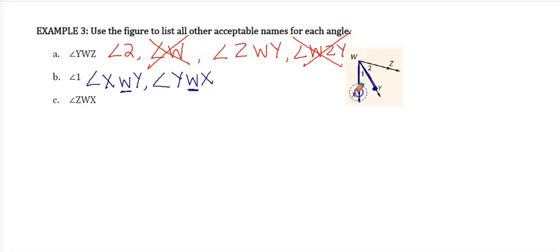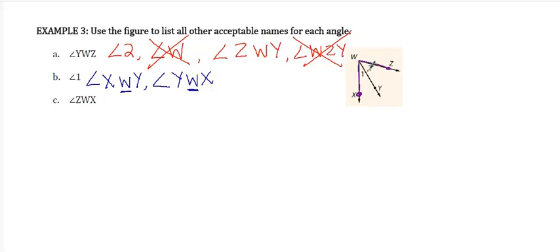Next up. How else could we name this last one? That's angle ZWX. How else can we name that one? Well, we can't give it a number because it's not angle 1. It's not angle 2. We don't get to add those together and call it angle 3. It's not happening. I can't name it W, because W could apply to this big giant one or either of these two little ones.